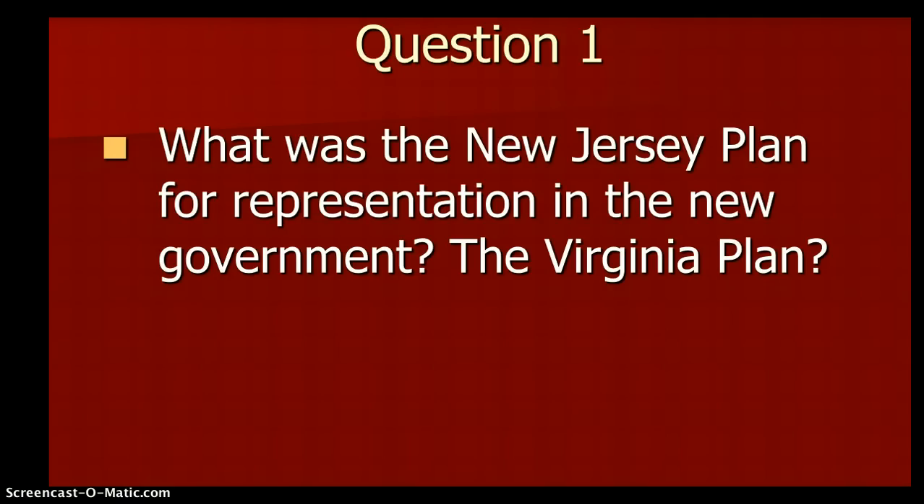Number 1 asks, what was the New Jersey plan for representation in the new government and what was the Virginia plan? Since we're getting further and further into the school year, you should know how to find these answers by now. So I'm actually going to walk you through showing you where the answers are located, and then you can go through and fill out the sheet.